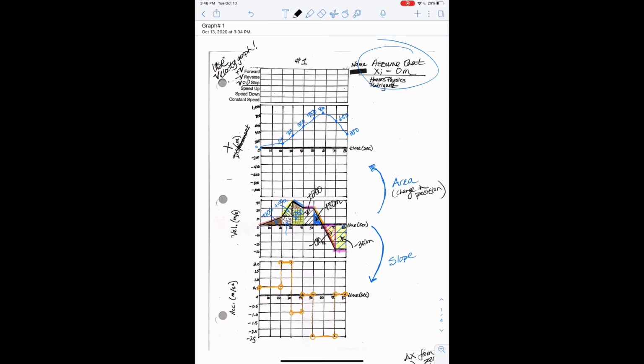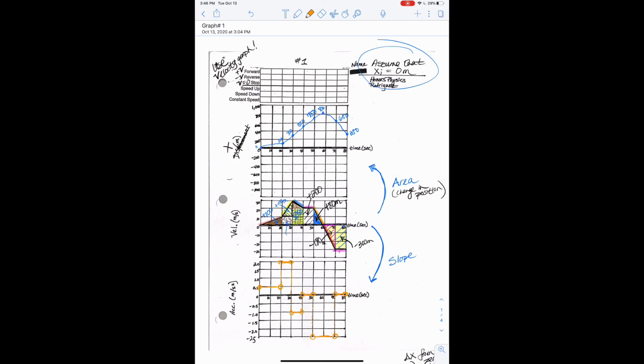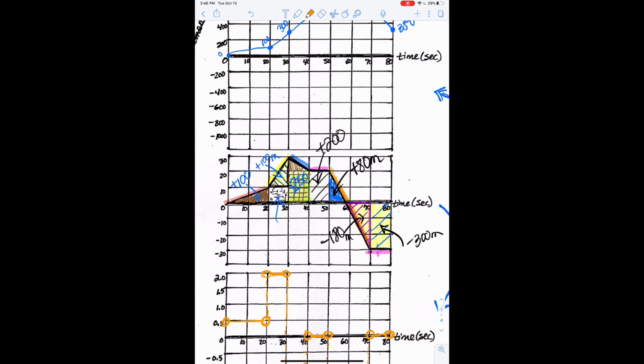So let's go ahead and grab a highlighter here. Let's get a different color. I guess we'll stick with the orange. So when are we going forward? Well, if I look down at the graph for V versus T, I can see that the velocity is positive from 0 to 58 seconds, right? From 0 to 58 seconds, that's the case.